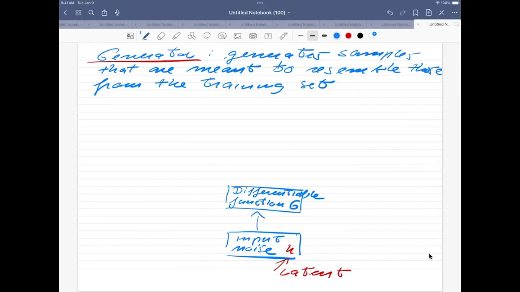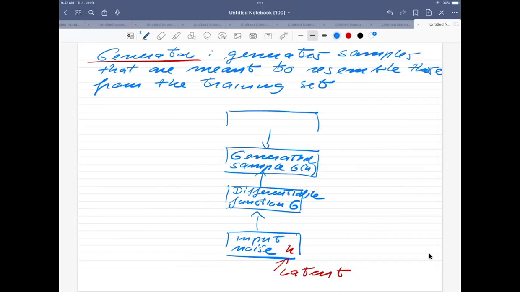And we simply call this function for G. And this function here generates some sample. So this is the generated sample, which we call G of H. And this again is then compared with what the discriminator, so the discriminator can actually take this as an input.